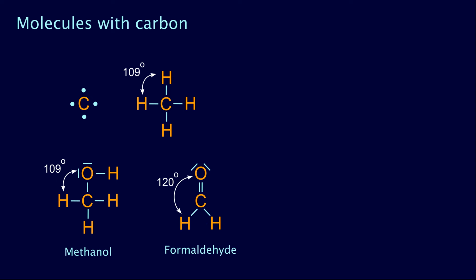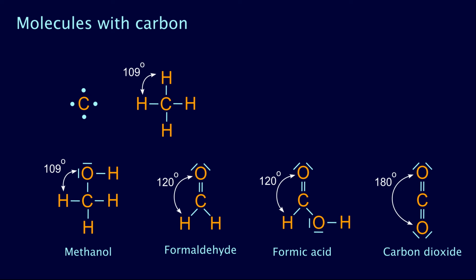Oxygen has a valence of 2, so it can form double bonds. And if we just form a double bond here, we come up with formaldehyde. If we go further and integrate another hydroxy group into this molecule, then we come up with formic acid. And the final compound in this row is carbon dioxide, where we have two double bonds to two oxygen atoms.